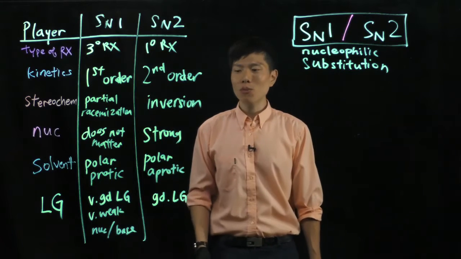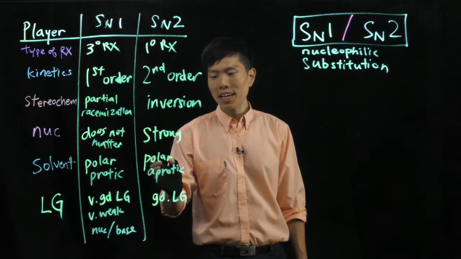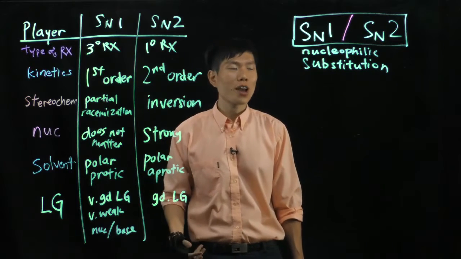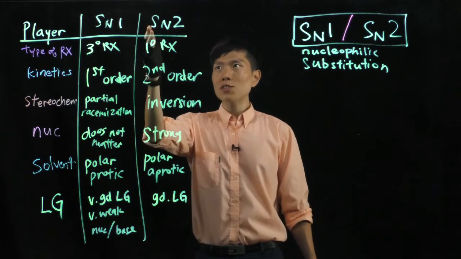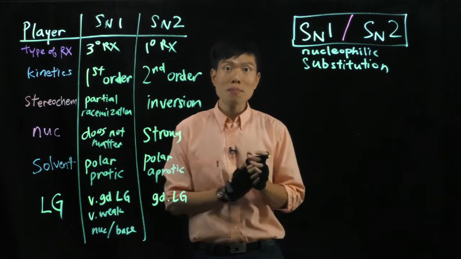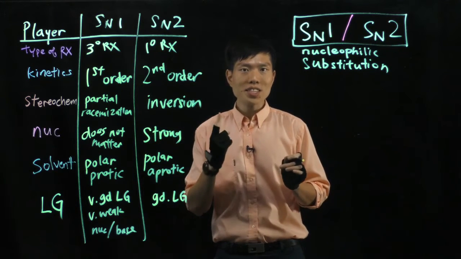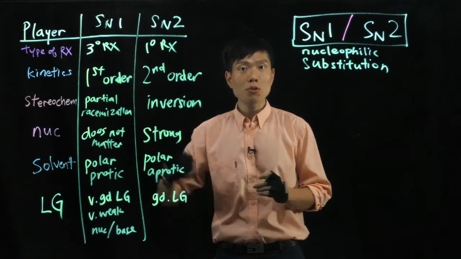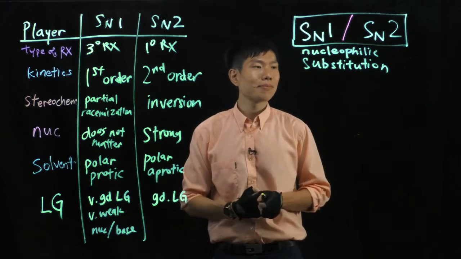There must be a reason why we prefer to use polar aprotic solvent for an SN2 reaction. So, SN2, remember, is being favored by a primary alkyl halide. Recall the mechanism. There's only one step. Incoming nucleophile will kick out the leaving group at the same time.